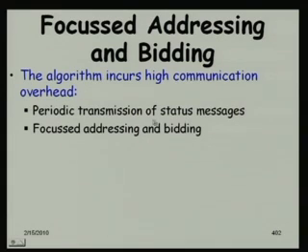So, these are the complications in the communication. Two main components: transmission of status messages, and also the RFBs are transmitted and bids are sent.